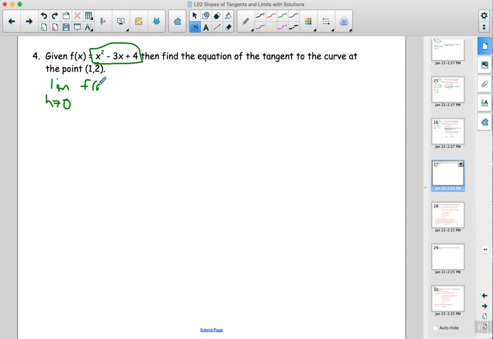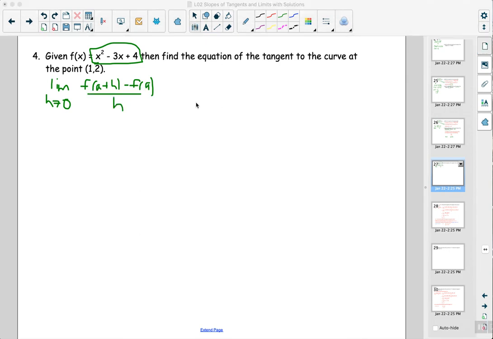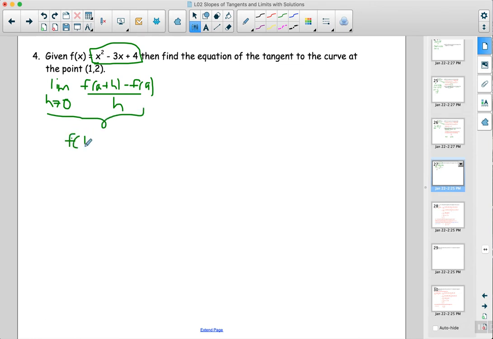Remember, we've got f at a plus h minus f at a, all over h. And then you can just be plugging into there. And two ways you could do this. You could plug in an a of 1, so you could be looking at f at 1 plus h minus f at 1, all over h, limit as h goes to 0. But this is very general, not very robust. This only works when a is 1.